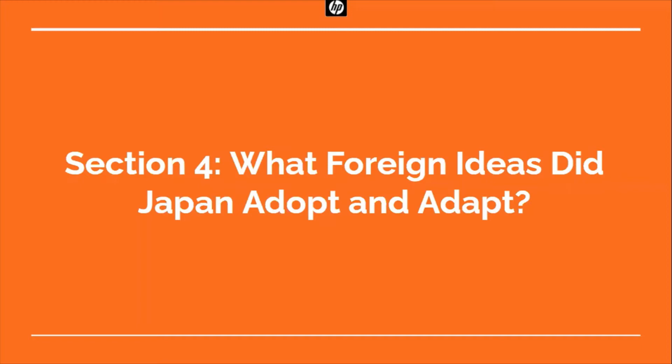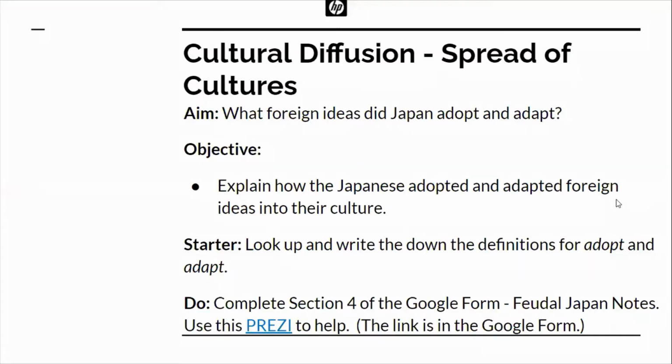So the first thing we need to do is take a look at the difference in adopt and adapt, what those two words mean. And we're going to explain how the Japanese both adopted and adapted foreign ideas into their culture. Adopted and adapted seem like they're two very similar words. They're spelled almost identical, except for the O in adopted and the A in adapted. However, they do mean different things.